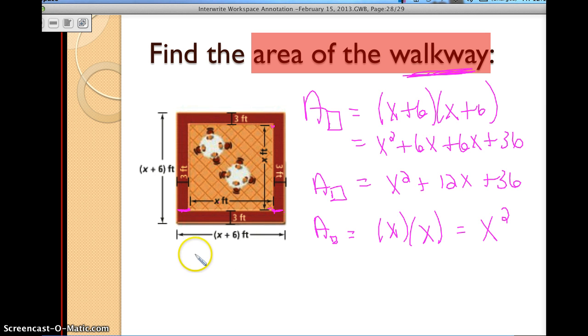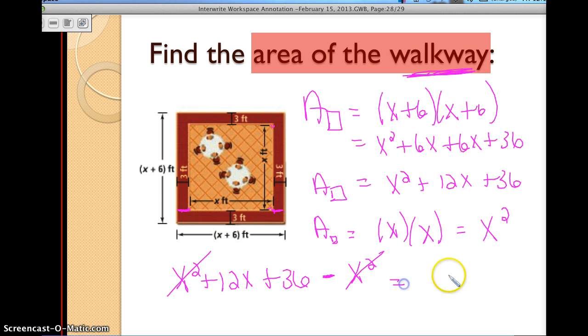So take the bigger picture, which is your x squared plus 12x plus 36. That's this trinomial that you just figured out. And you're going to subtract off the dining room dimensions area, which is the x squared. That's this guy right here. When you subtract those, these like terms are going to end up canceling, and you're left with 12x plus 36 square feet.